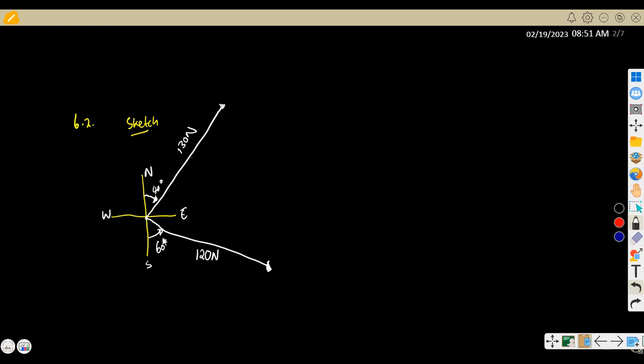Remember, we are supposed to have this as a parallelogram. So what are we going to do in this case to find the resultant force? This is what you're going to do.